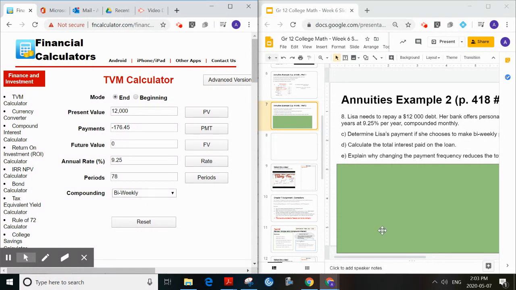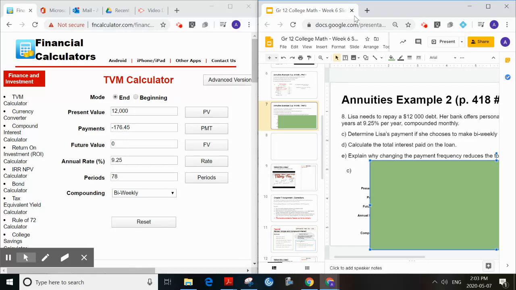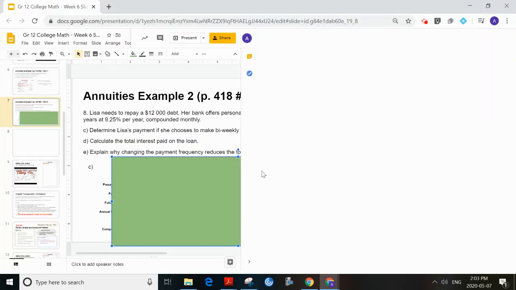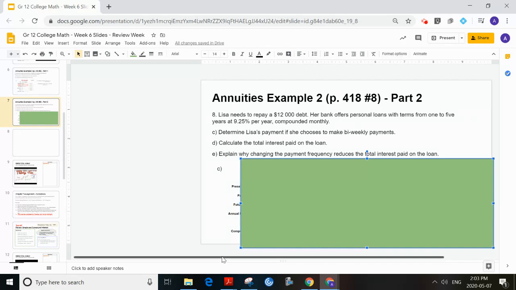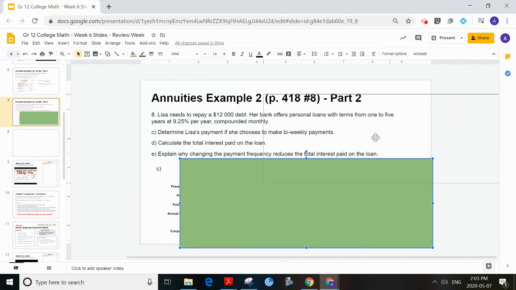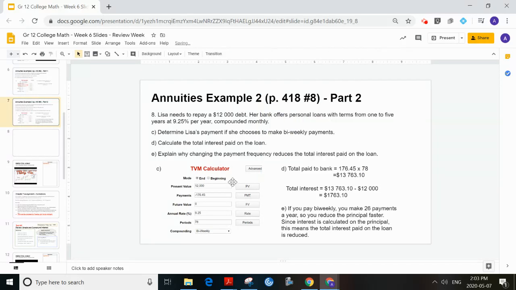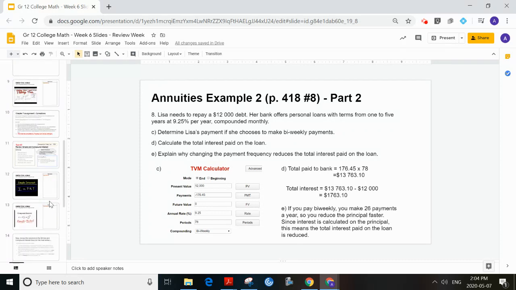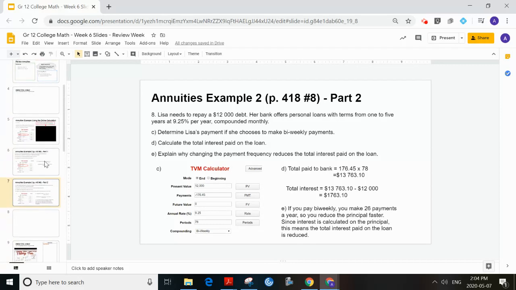Now, if we go back over to our slide here and we check that out, let's just make this big for a second. There we go. We can see that there's our $176.45 that she's paying. If we pay that much to the bank 78 times, we'll have paid the bank $13,763.10. And if we take away the amount of the initial investment, the principal, or the initial loan, it's $1,763.10.